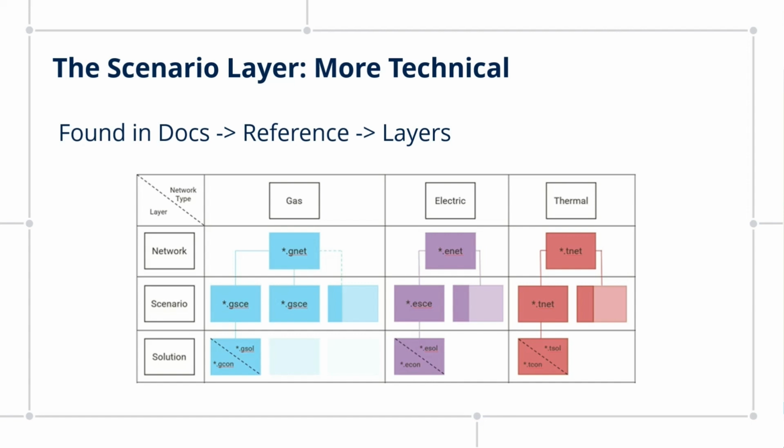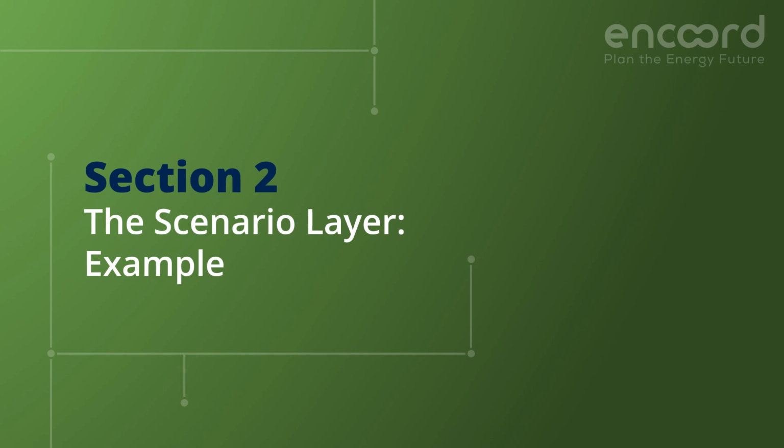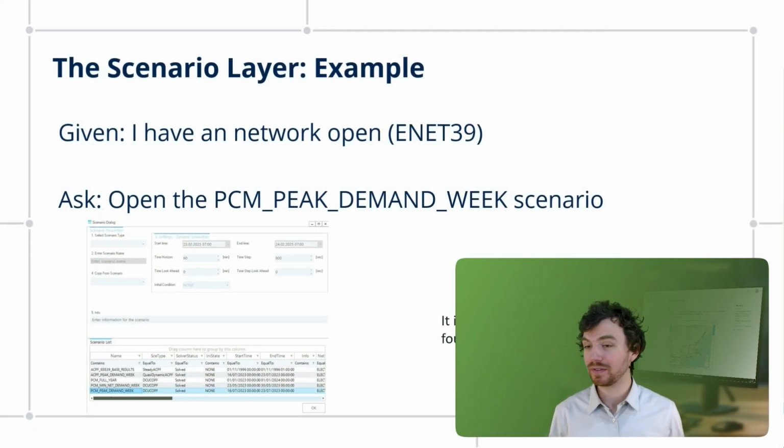I think all this will really come together with an example. Given that I have my network open, in this case I'll use the ENet39, the ask is to open the PCM peak demand week scenario. Let me show how to do that in the GUI.